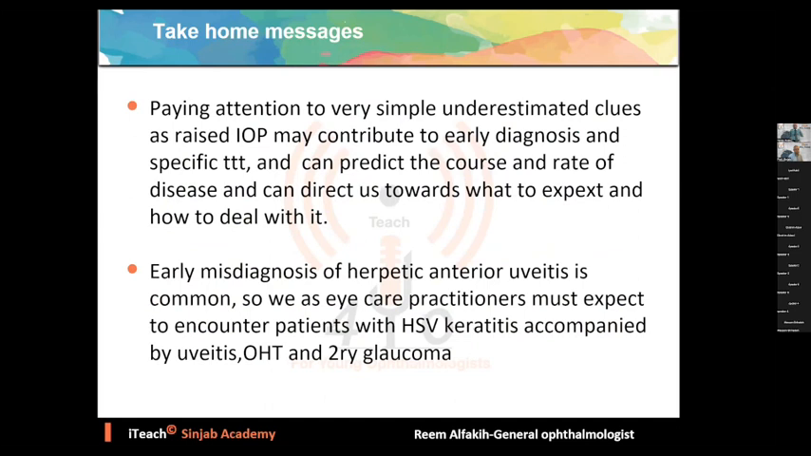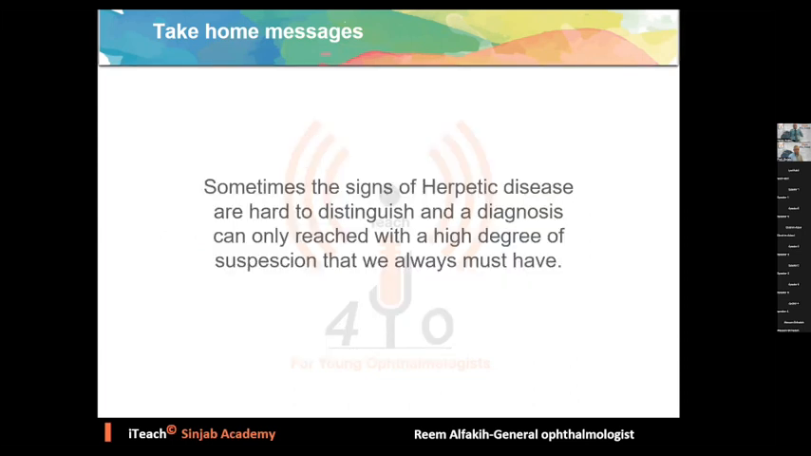My take-home message is to pay attention to very simple underestimated clues such as raised IOP. This might contribute to the early and right diagnosis. The early misdiagnosis of herpetic anterior uveitis is common, so we must pay attention. And the last is that sometimes the signs are hard to distinguish, so we must have a high degree of suspicion. If we are suspicious, we might reach the right diagnosis early.